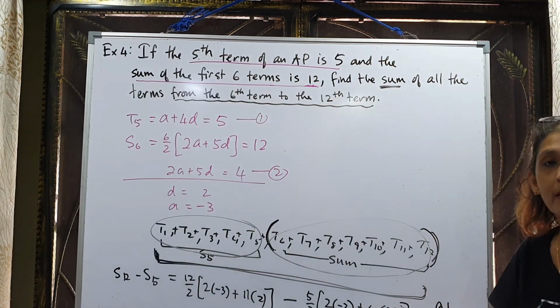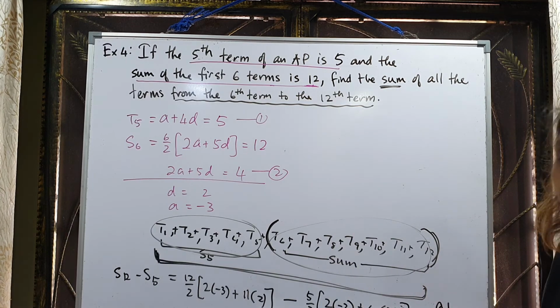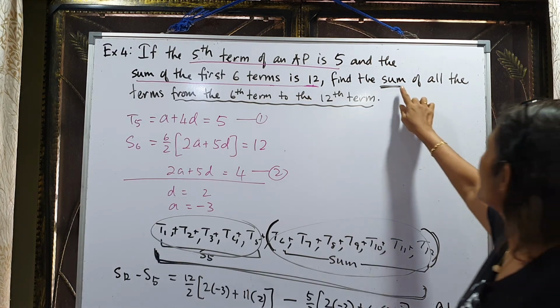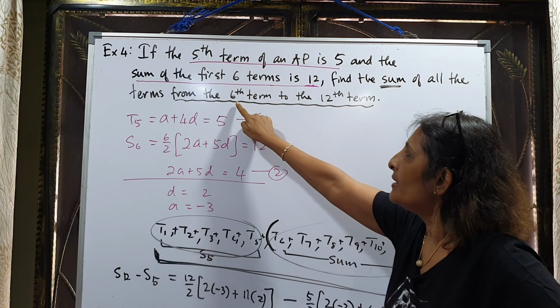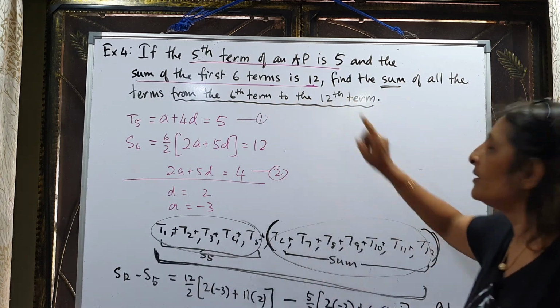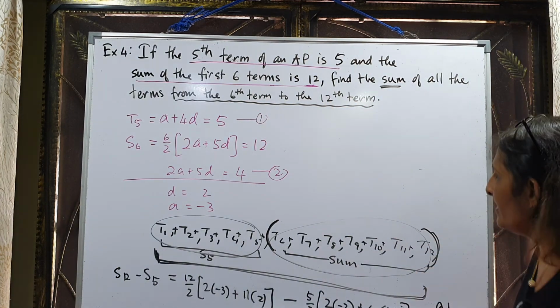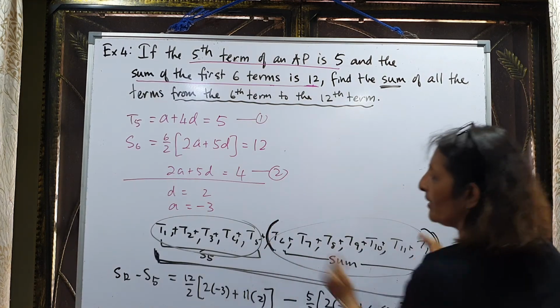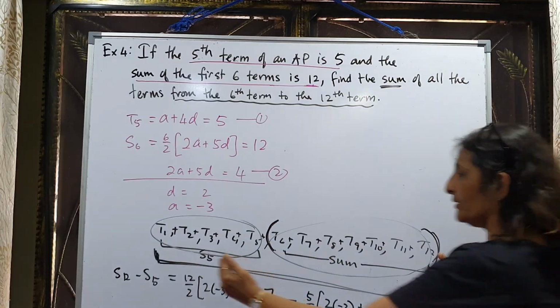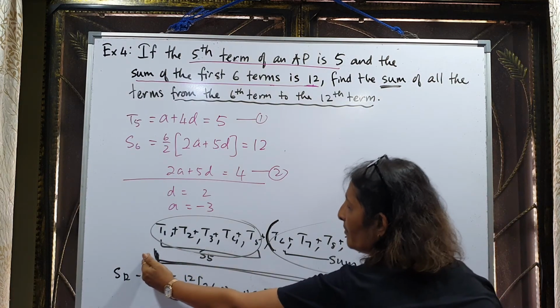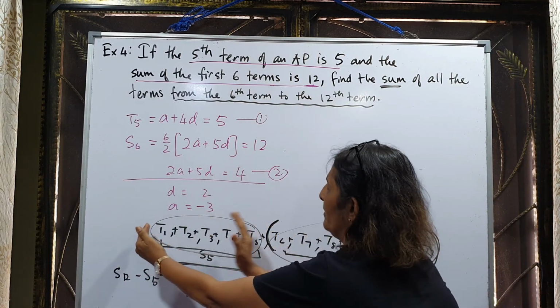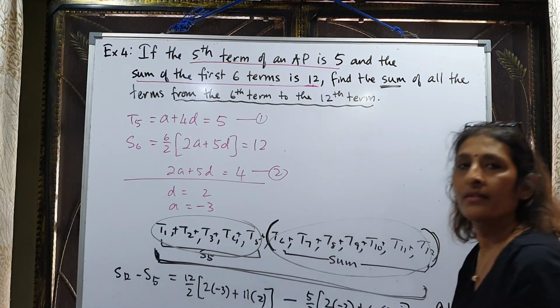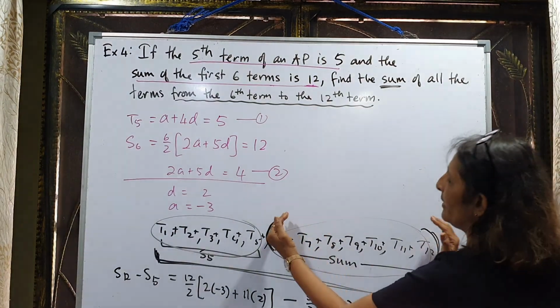I hope you understand the concept. I repeat, when you want to find the sum of the numbers from the 6th term to the 12th term only, you only want this part, the sum of all these numbers. You have to use the whole thing, S12, minus the one in front, which is S5. Then only you get this part.